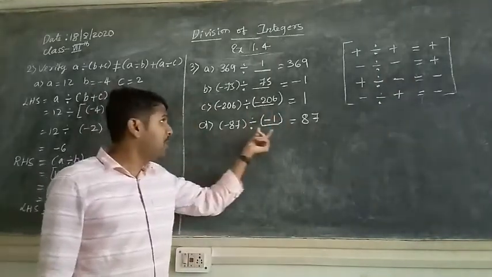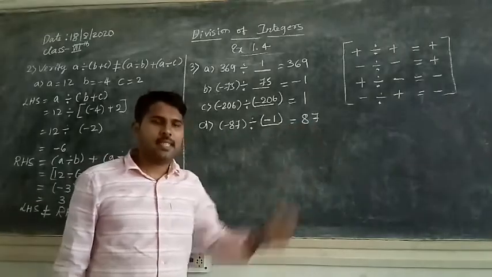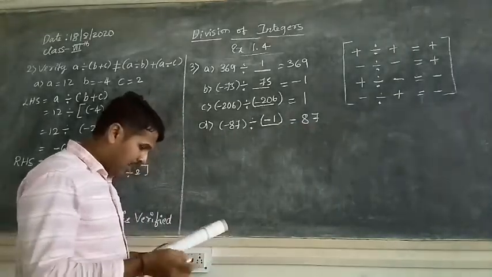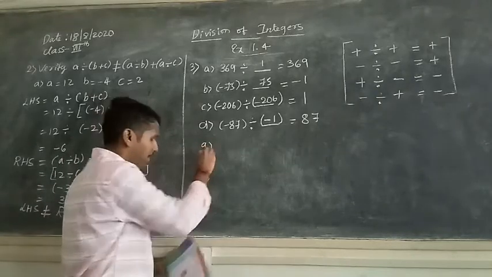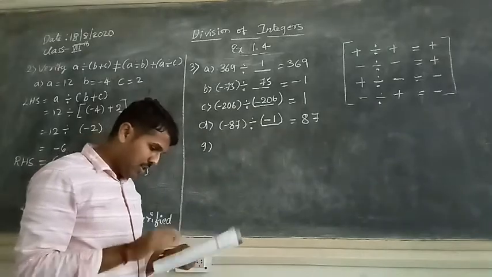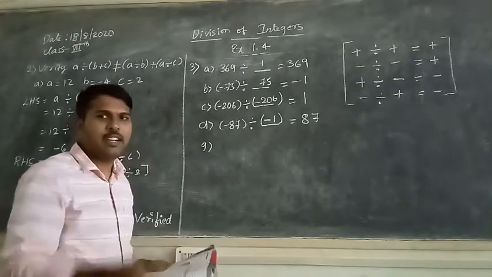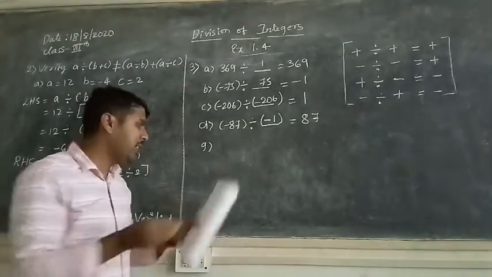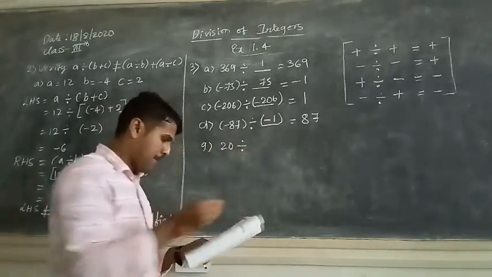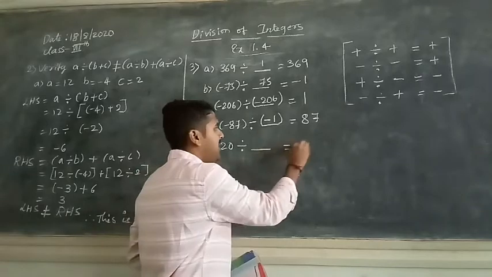80 minus 87 divided by minus 1 equals 87. So next, I will take G1, because next questions are there. How many questions? 2 questions are there. Just write yourself. I have taken this G1: 20 divided by blank equals minus 2.